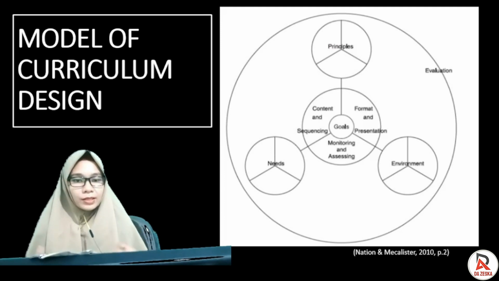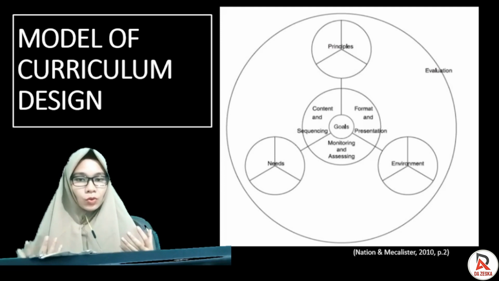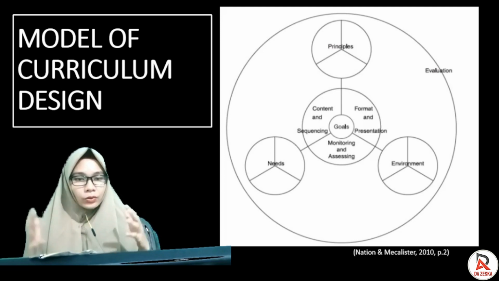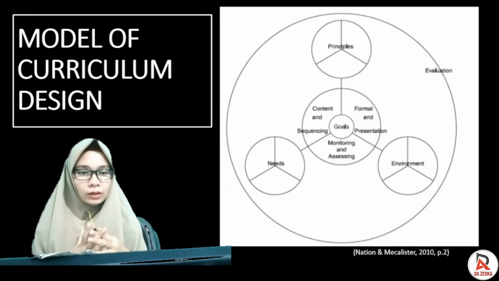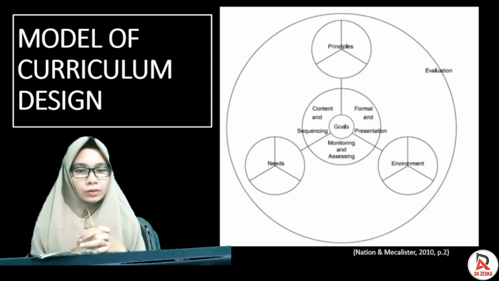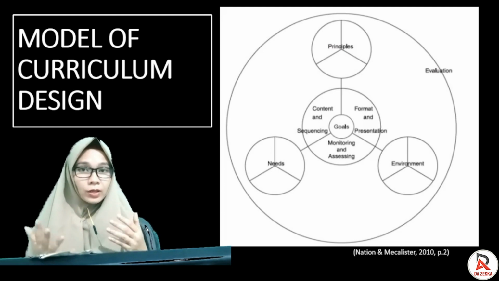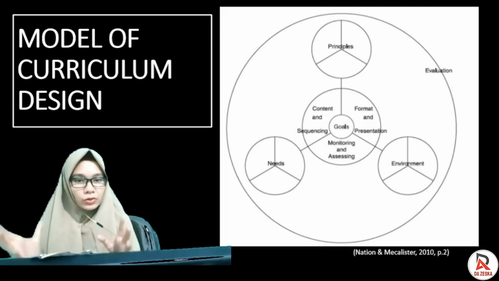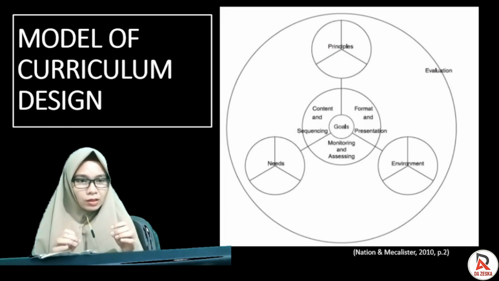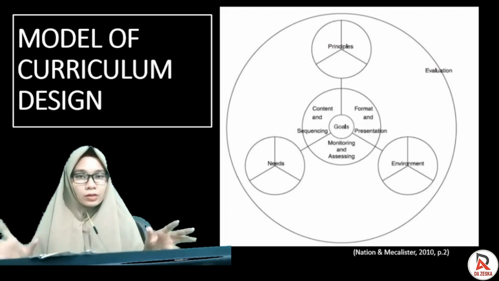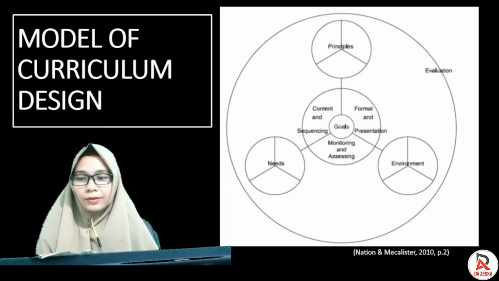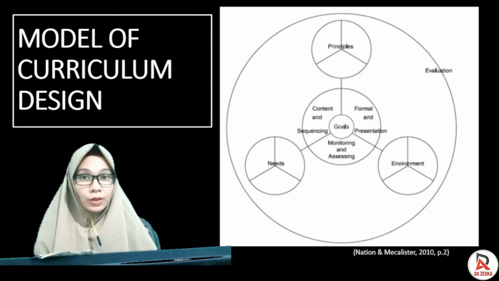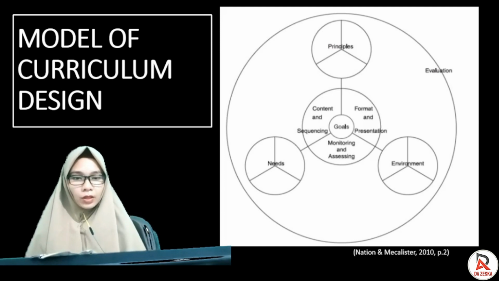And what does this model mean, what do the 3 outer circles mean, and what about the inner circle? I will try to explain to you about those circles and the inner circle and even the wider circle, evaluation. I think I can start with goals, over here.